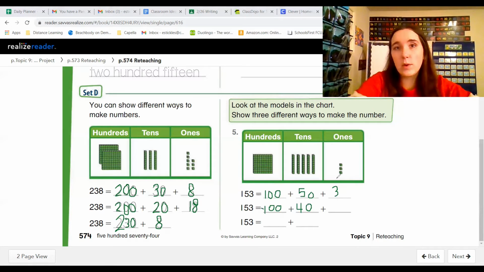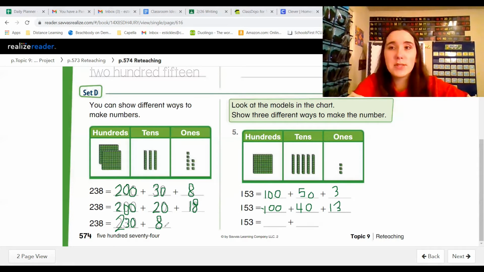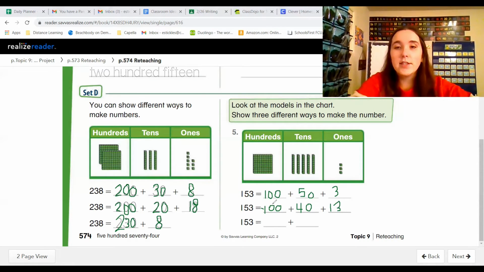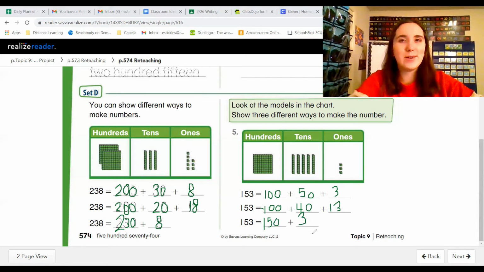And then I wouldn't just have 3 ones, I would have 3 ones plus the 10 I regrouped, which would be 13 ones. So now I have 100 plus 40 plus 13 equals 153. And then I'm going to do one more way. I'm going to follow the same pattern I did on the left. I'm going to put all of my tens with my 100. So instead of having 100 plus 50, I'm going to say 150 plus my 3 little ones makes 153.